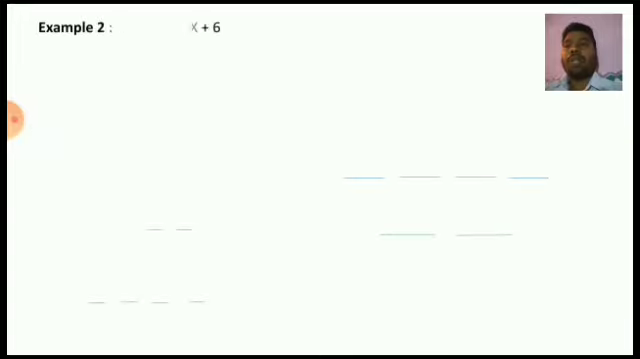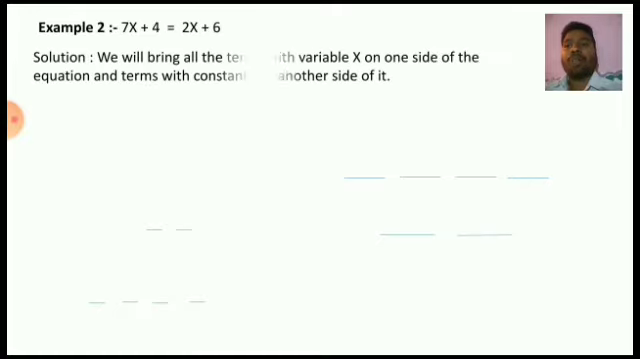So the next example is example number 2. 7x plus 4 is equal to 2x plus 6. So we have to find the value of x. So how do we find the value of x? So solution for this, we will bring all the terms with a variable x on one side of the given equation and terms with a constant on another side of it. So we have to bring the terms with the variable x on one side of the equation and terms of the constants on the another side of the equation.